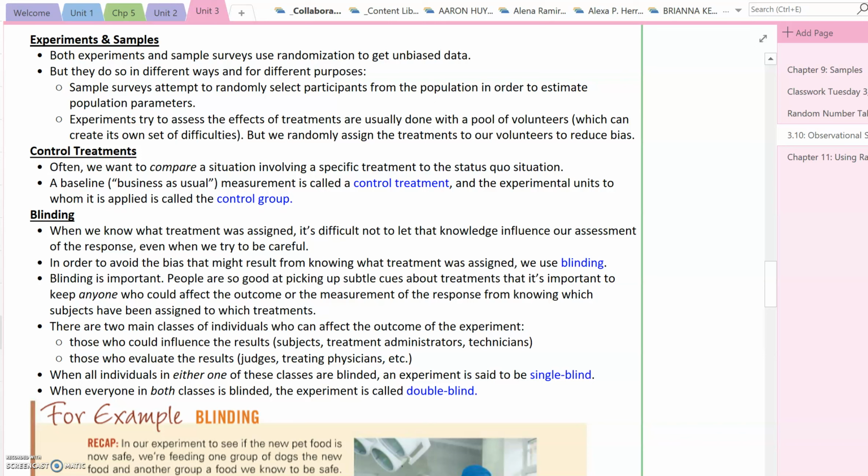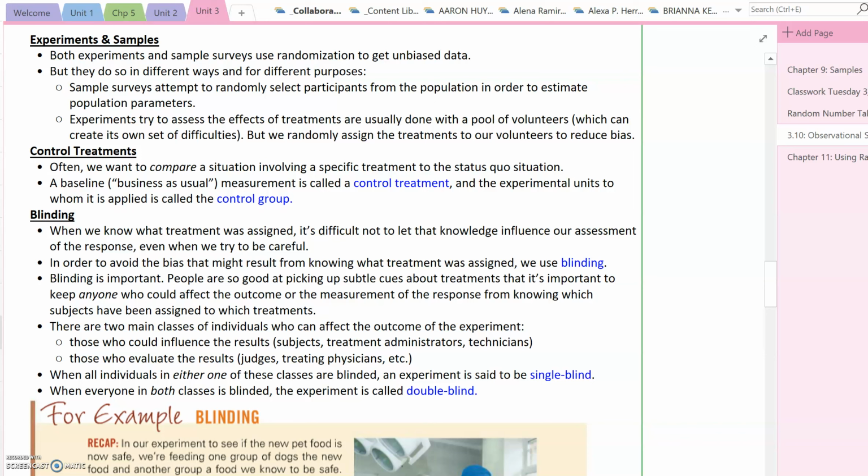We have to do experiments on volunteers. You cannot force people to be a part of your experiment. That's probably pretty self-explanatory why, but not everybody wants to try a new food or all sorts of things. So people have to volunteer for your experiment. Experiments cannot be forced on people. But yeah, they both help us get unbiased data.